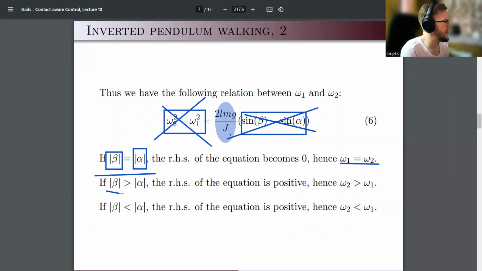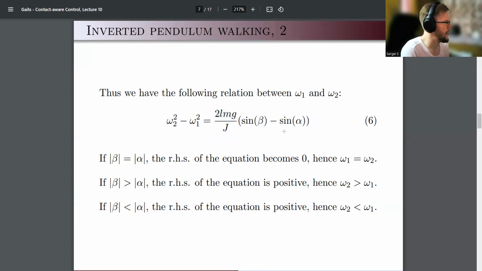Now, if the angle at the end is bigger than the angle at the beginning, then what we will have is, if this angle is bigger than this angle, right? What would this thing be?